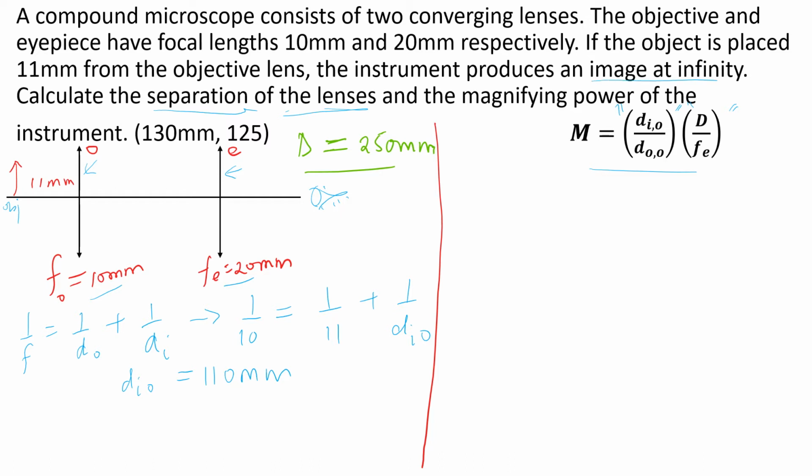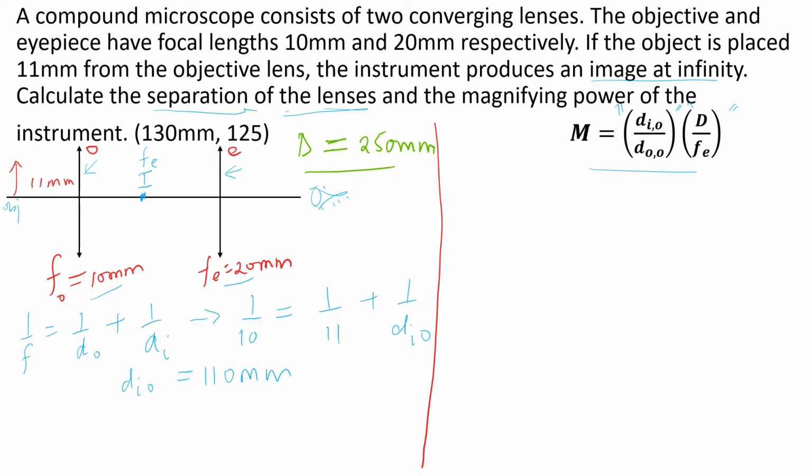Since the first question says that calculate the separation of the lenses, but again they say that the final image is at infinity. If the image formed by the eyepiece is to be at infinity, it means that the intermediate image has to be at the focal point of the eyepiece. If the final image is to be at infinity, it means that the intermediate image has to be at the focal point of the eyepiece.